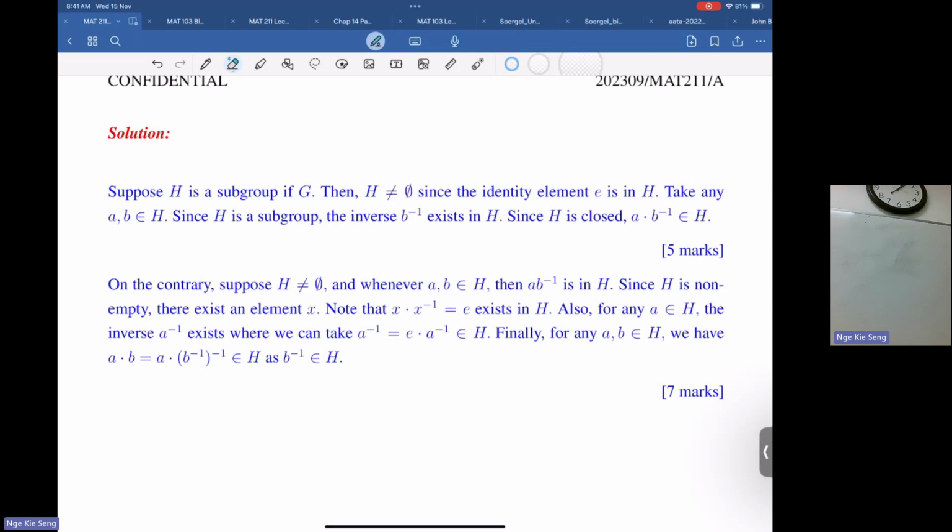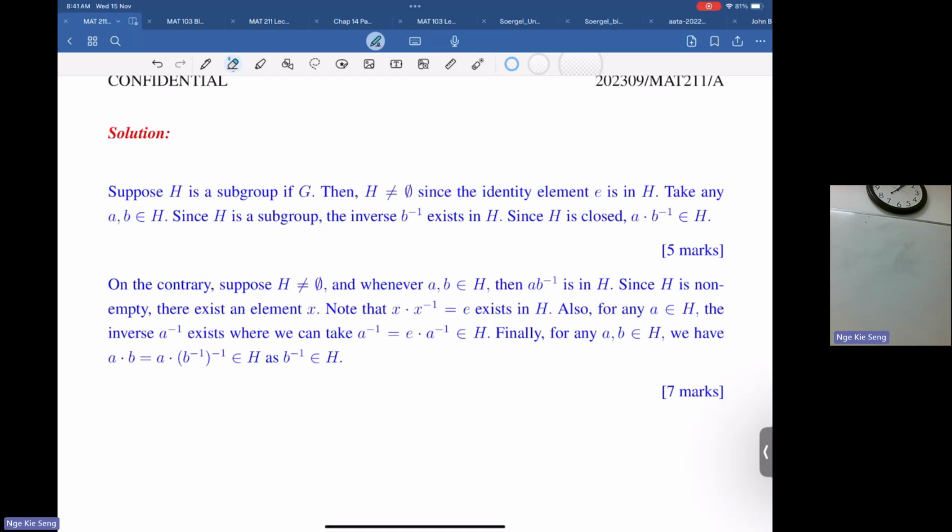Since H is a subgroup, B inverse must be in there, and H is closed, so A times B inverse is also in there. So this direction is easy. The other direction is harder, trickier. Suppose that H is not empty, and whenever A, B are in H, then A B inverse is in H.